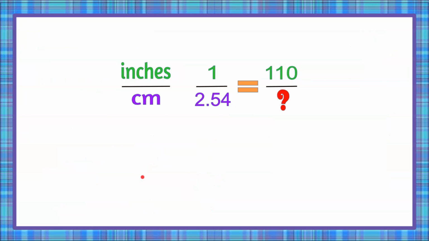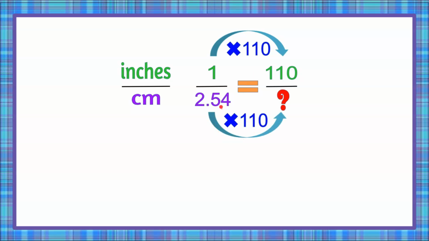So we know to go from 1, right here, 1 to 110, we're going to multiply by 110. So over here, we're going to multiply 2.54 by 110, because whatever I do to the numerator, I must do to the denominator. So we're going to do 2.54 times 110. So we're going to multiply each digit by a 0, which is going to give us a whole row of zeros, because anything multiplied by 0 is 0.